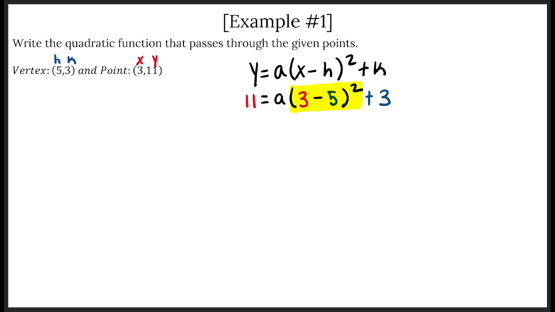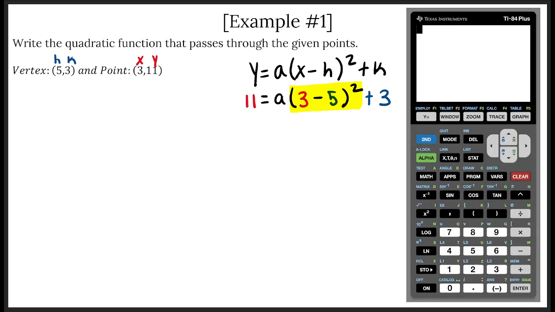Grab yourself a calculator. And I forgot to load my calculator. I apologize. Give me 2 seconds. Awkward. There it is. Okay.